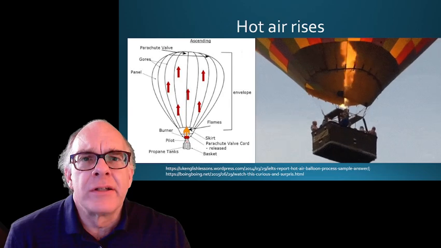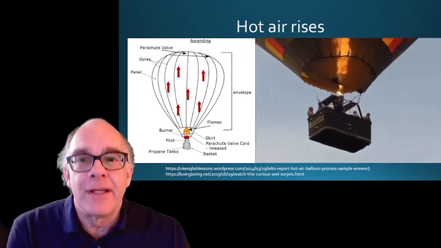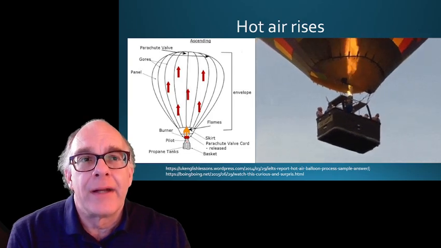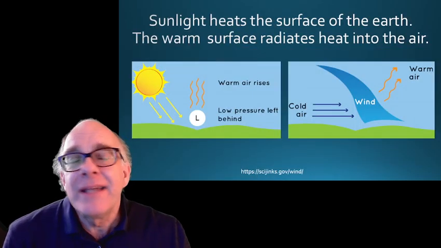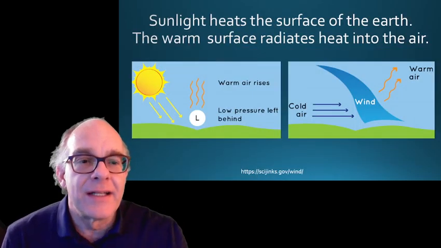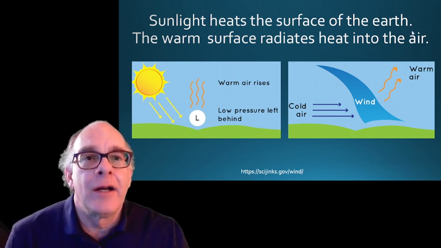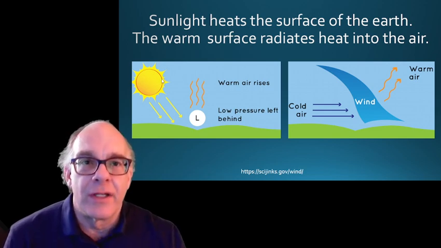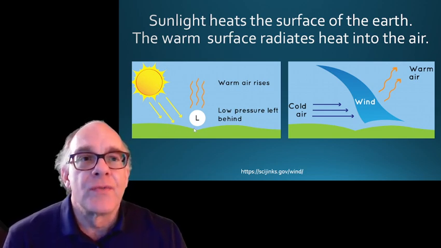But how does it work in nature? What is causing the movement of air? What is causing wind to occur on a planetary scale? Same basic idea. Instead of using a burner and a hot air balloon, we've got the sun over here. And so the sun, as this massive source of energy, is going to heat the surface of the Earth.